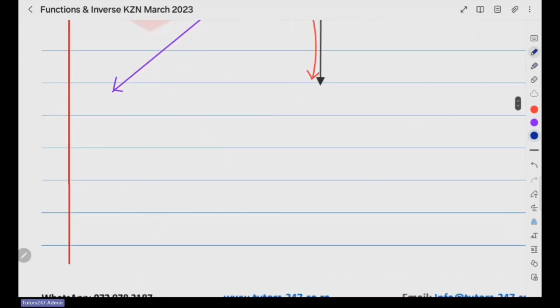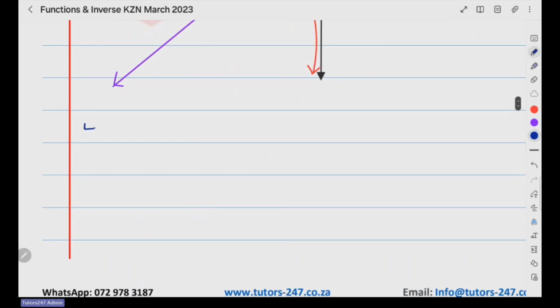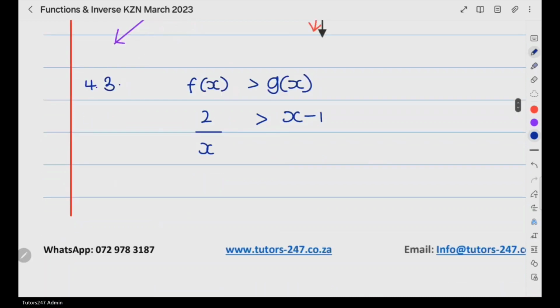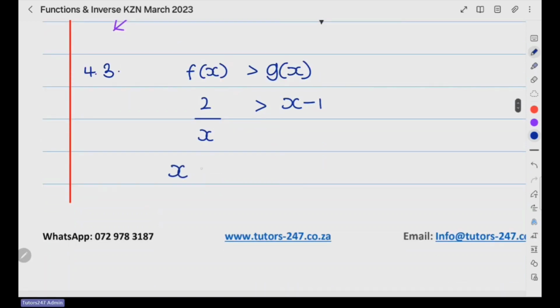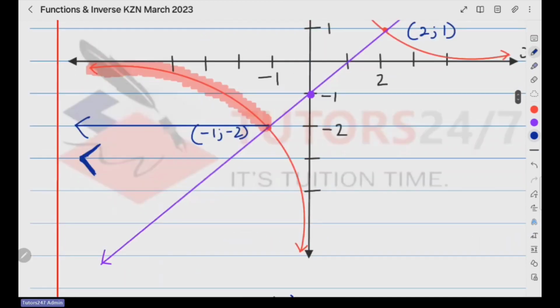So we are now going to answer question 4.3. When is f of x greater than g of x? Or when is 2 over x greater than x minus 1? Now that is at x less than -1. Let's go back and double check.